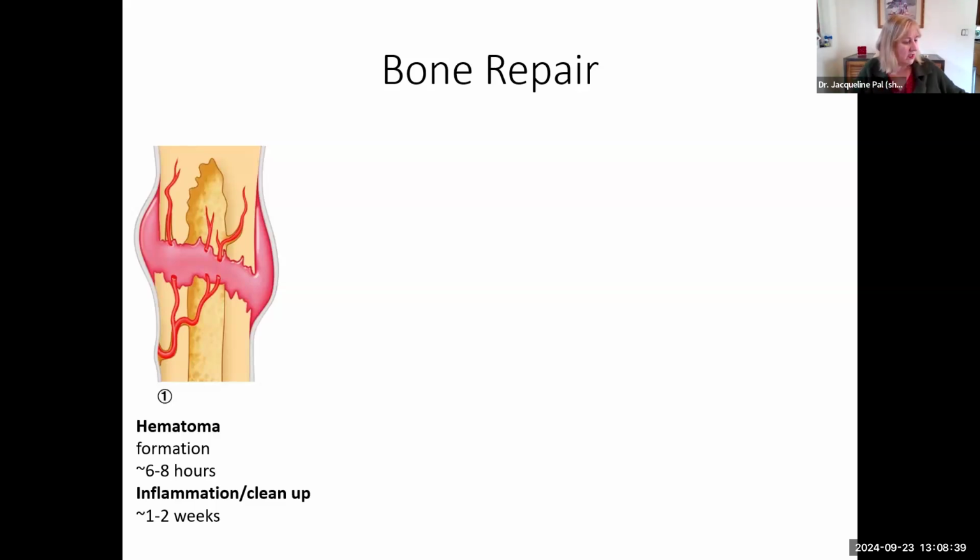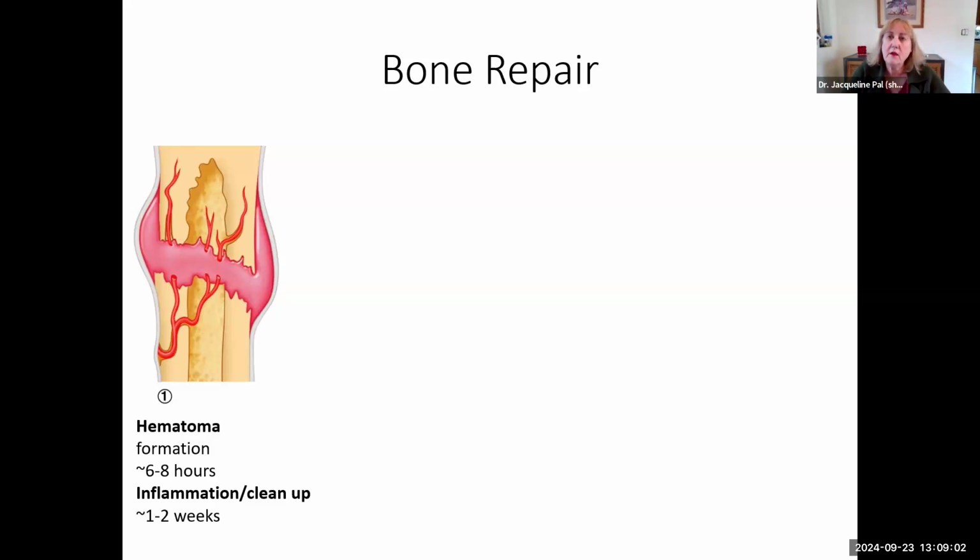So a hematoma is any kind of blood clot in the tissue. It's not a blood clot in a bone. It's any kind of blood clot in a tissue. And as I said, this will be enlarging over about the first 6 hours after a bone has been fractured.